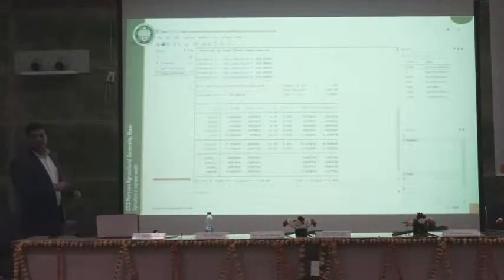Then come to the variable wise significance of the model. So first is the land, then this one, and this is the U term.